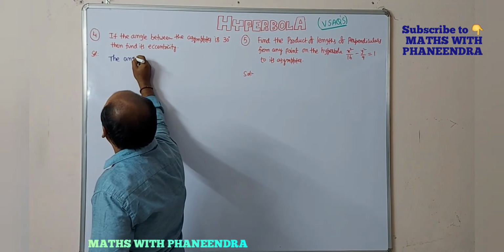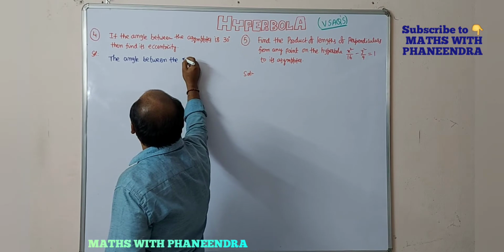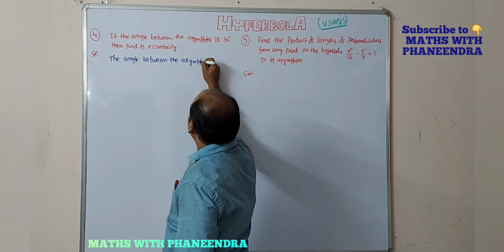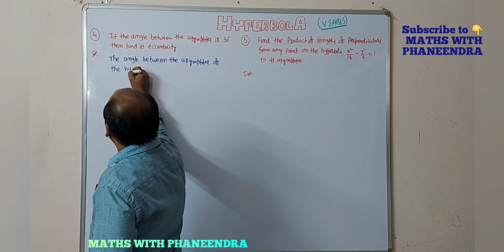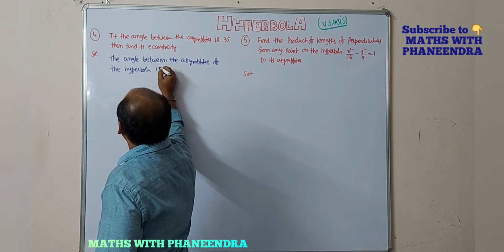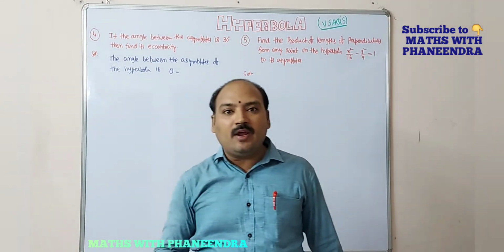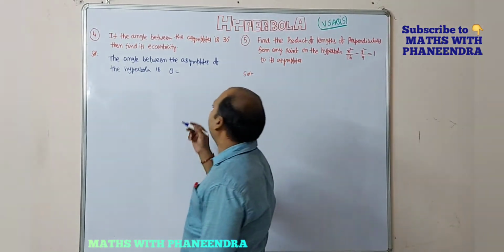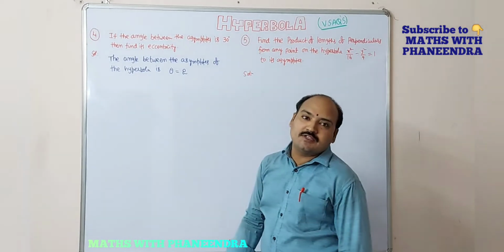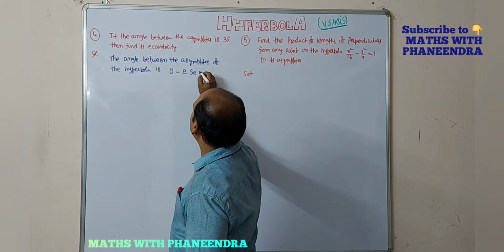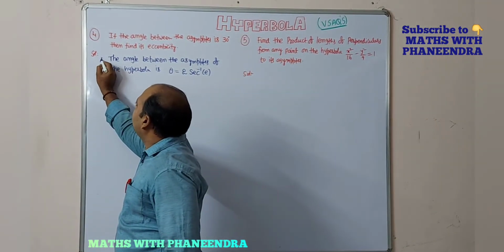The angle between the asymptotes of the hyperbola is theta equal to, two formulas are there, 2 tan inverse b by a and 2 secant inverse e. Since they are asking for eccentricity, you can apply the second formula here. So theta equal to 2 secant inverse of e. The first step, the first formula is important.